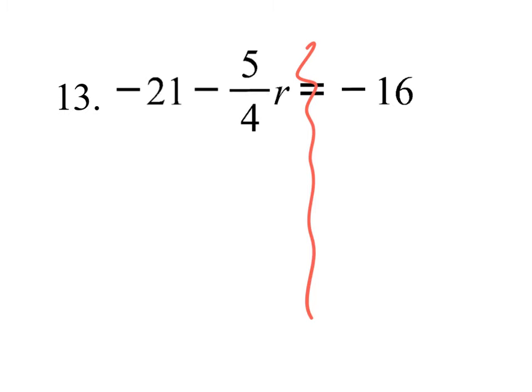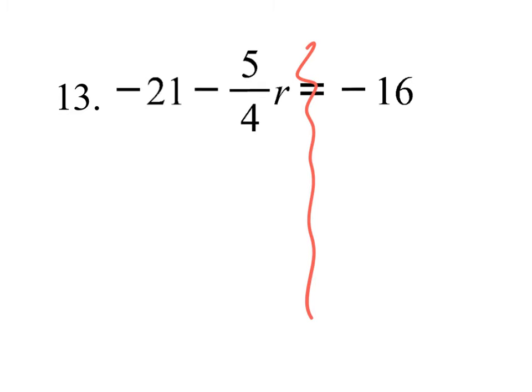So I could multiply everything by 4. If I wanted to get rid of the fraction right off the bat, you can multiply this times 4, it'll cancel, and this times 4. Problem is you're going to get huge numbers. So it might be a better option to think, okay, I want to get r by itself on the left side. There's a lot of stuff on this left side.